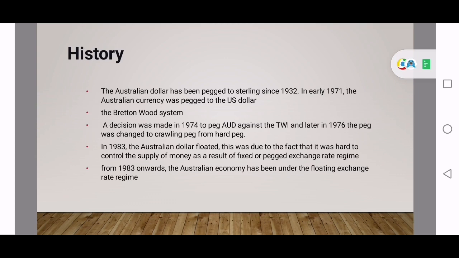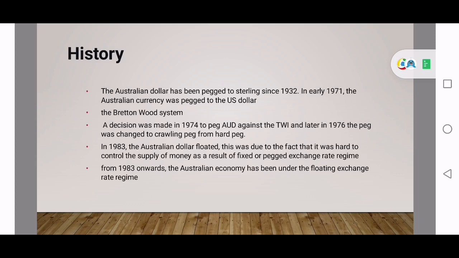Australia's exchange rate policy has undergone different institutional changes before it was finally floated in 1983. The Australian dollar had been pegged to sterling since 1932. In early 1971, the Australian currency was officially pegged to the US dollar.